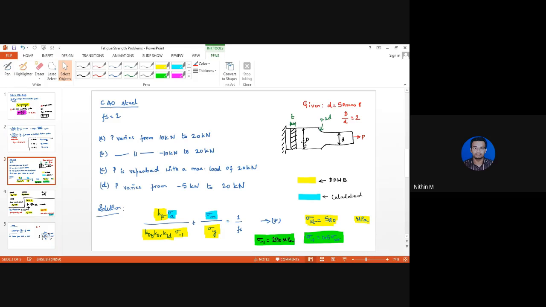Now, the question is, should we consider this uppercase D, that is the maximum width of the plate, or should we consider lowercase d? This is the question. So always remember, whenever we are considering the area of the component, we should always consider the minimum cross-sectional area in that component. So in this component, if you observe, where is the cross-sectional area minimum? The cross-sectional area is minimum where the width of the plate is also minimum. Now, what is the reason for it?